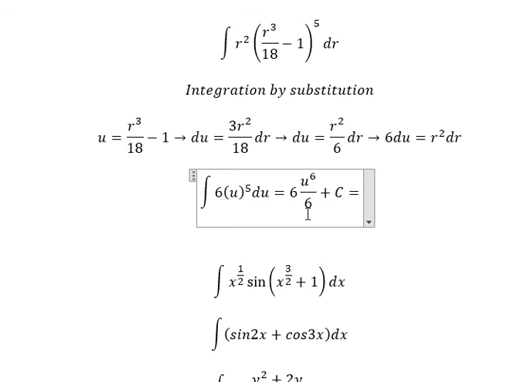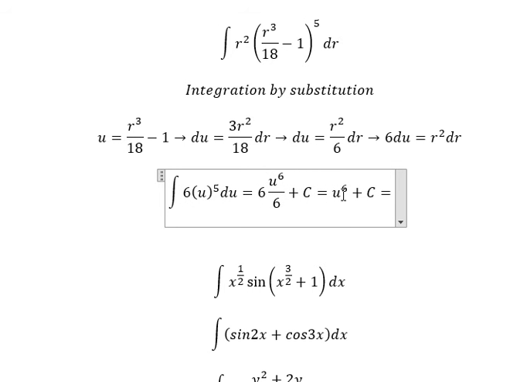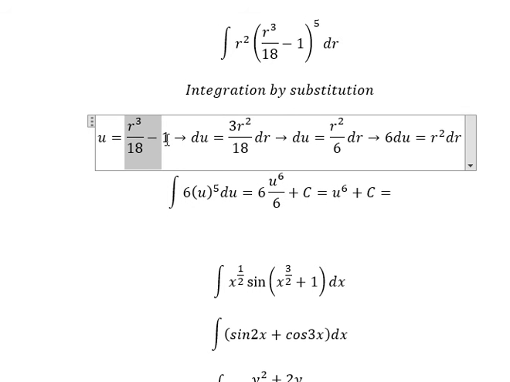So we have number 6. Number 6 we simplify. Then u, that's this one.